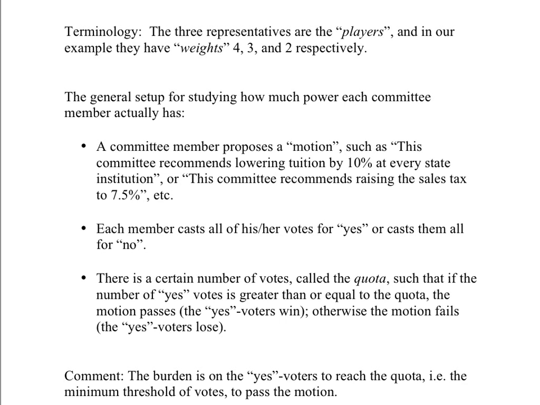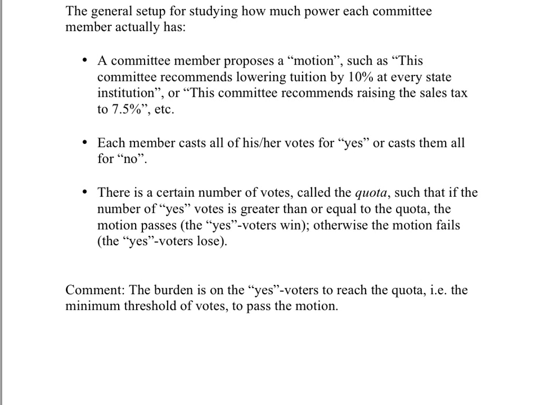There is a certain number of votes that we call the quota, such that if the number of yes votes is greater than or equal to the quota, the motion passes. Otherwise, the motion fails. So the quota is the threshold, the minimum number of yes votes required to make a motion pass. A comment here is that the burden is on the yes voters to reach the quota. If the yes voters reach the quota, great, the proposal passes, and if the yes votes fall short of the quota, then the motion fails.